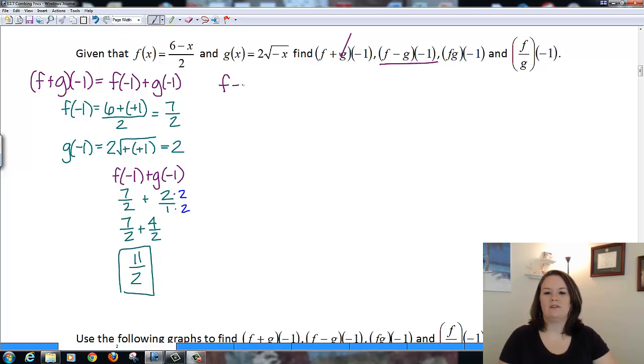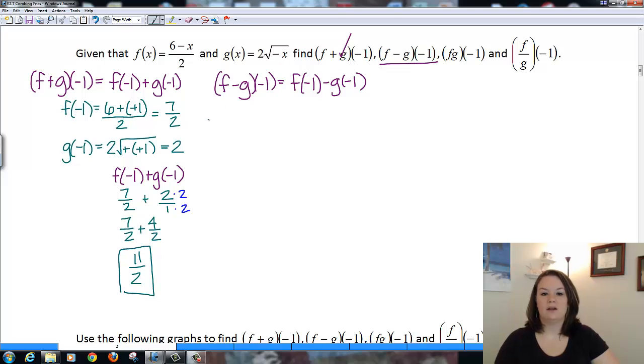So we're going to do f minus g evaluated at negative 1. Okay, which when I plug in negative 1 into both of these functions, I'm going to do it by the definition. This means f of negative 1 minus g of negative 1. And the good news is, remember, I already found these. I already did these over here in this teal color. So I know that f of negative 1 is 7/2 minus g of negative 1, which is 2.